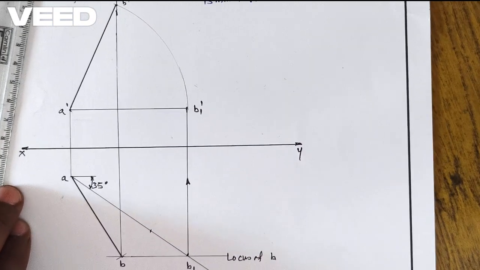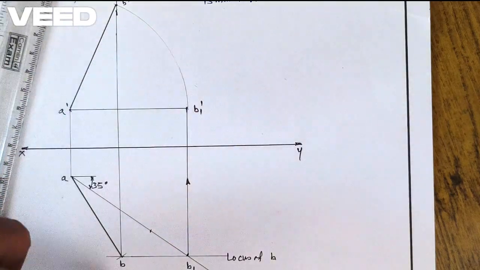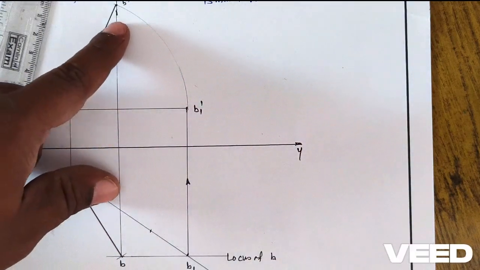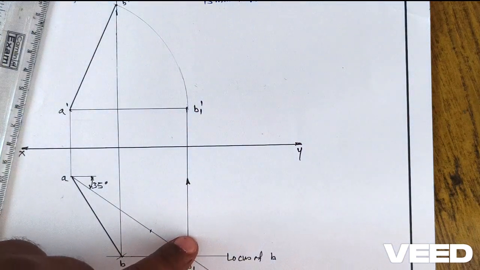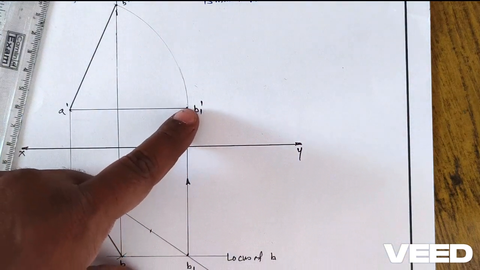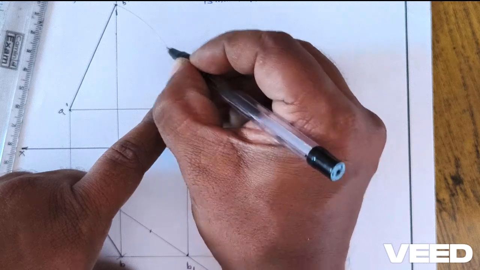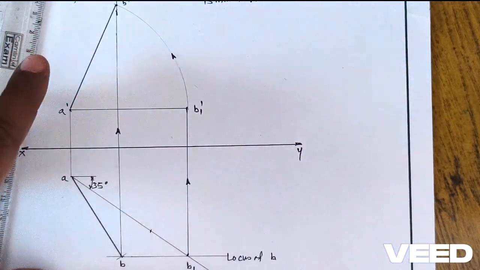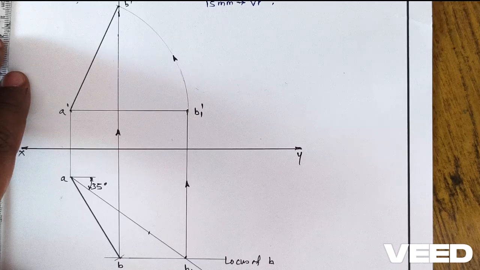Remember in this problem that the front view B dash and the top view B will intersect. The front view and the top view of B will match with each other on the vertical projector, and the true length is first transferred vertically and then rotated to meet with B dash. So this is the answer for this question. I think you understand this problem.